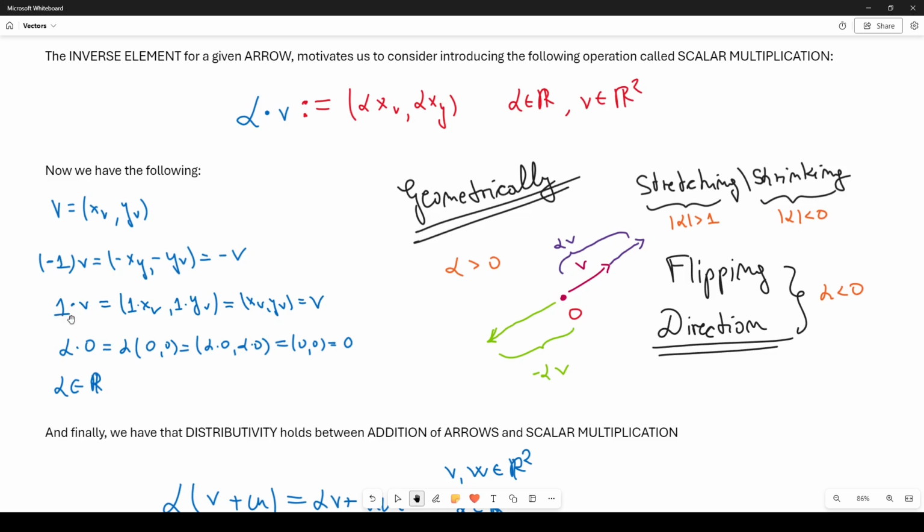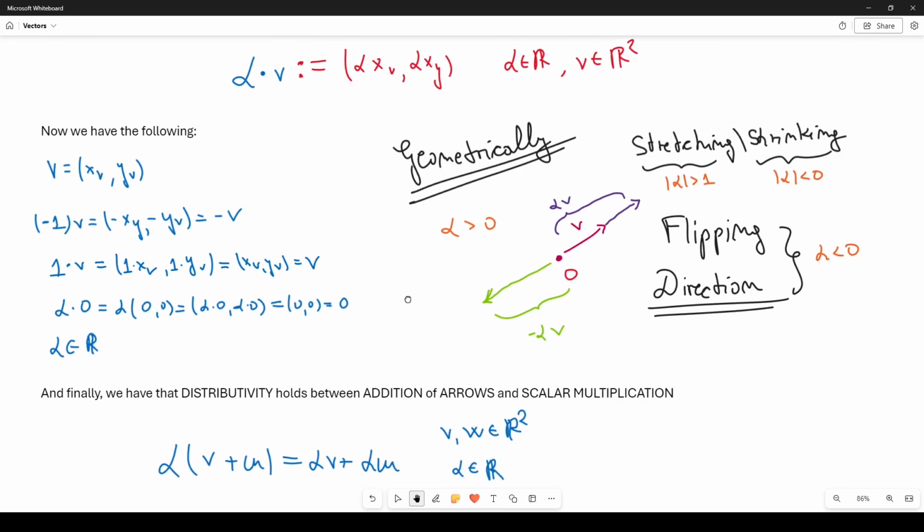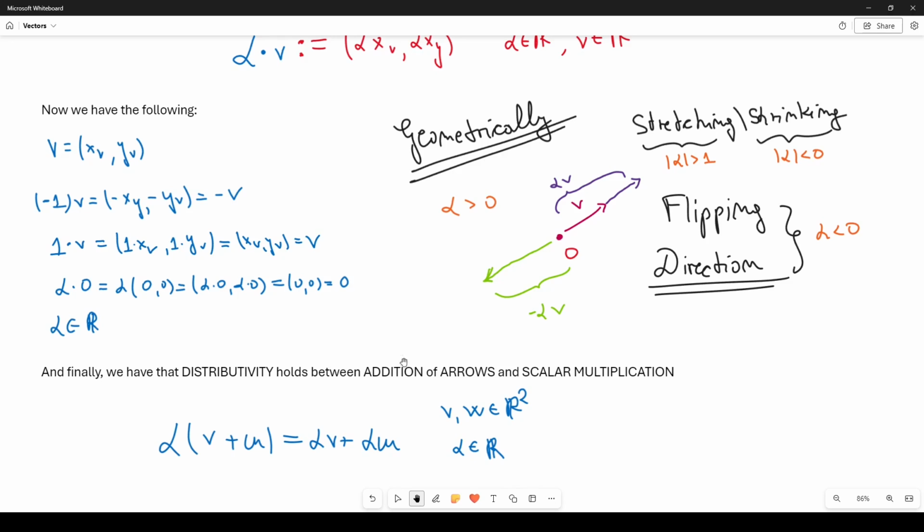If you multiply any vector, any arrow by 1, you would just get V. If you multiply the 0 arrow by alpha, you would get the 0 arrow. And now that we have scalar multiplication and addition between arrows, we have that this relationship holds, so distributivity: alpha times the sum is the same as if you were to first multiply the separate arrows and then add them together. So that's for multiplication.